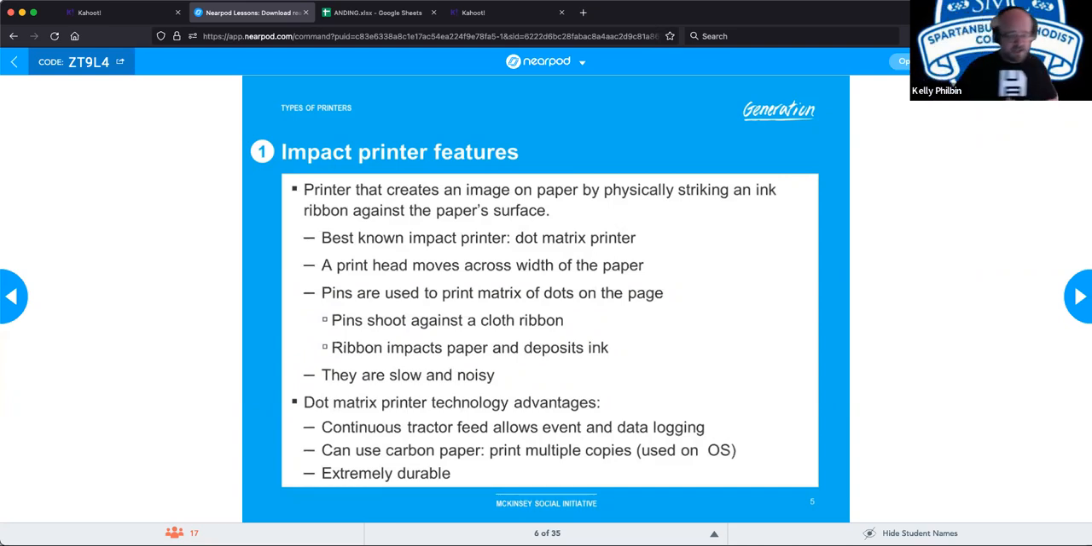It requires an impact printer in order to create that multi-part form. They're kind of transitioning away from that now, making you sign it electronically. Then they print multiple copies. But for the most part, it's still out there, a lot of these places, multi-part forms. It requires an impact printer to transfer that image through the carbon paper to the other pieces of paper. There you go. So slow, loud, but durable, and can do multi-part forms.